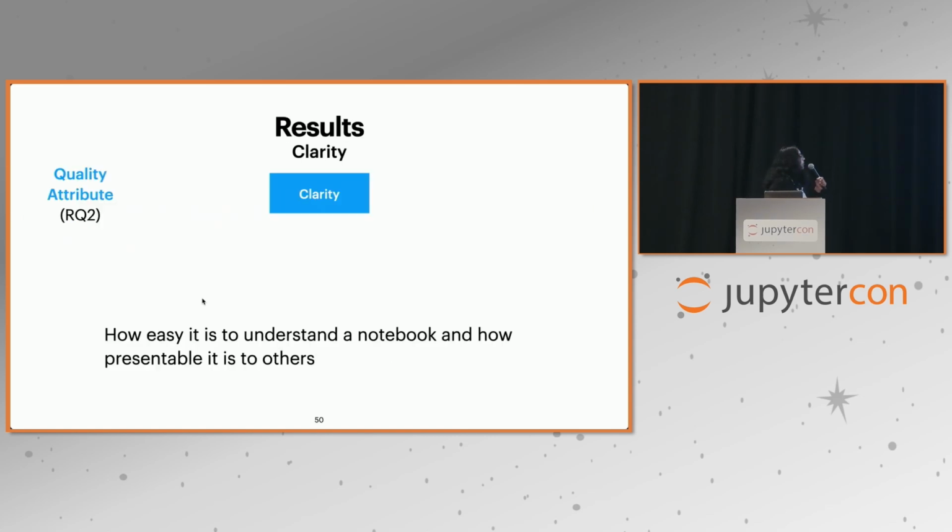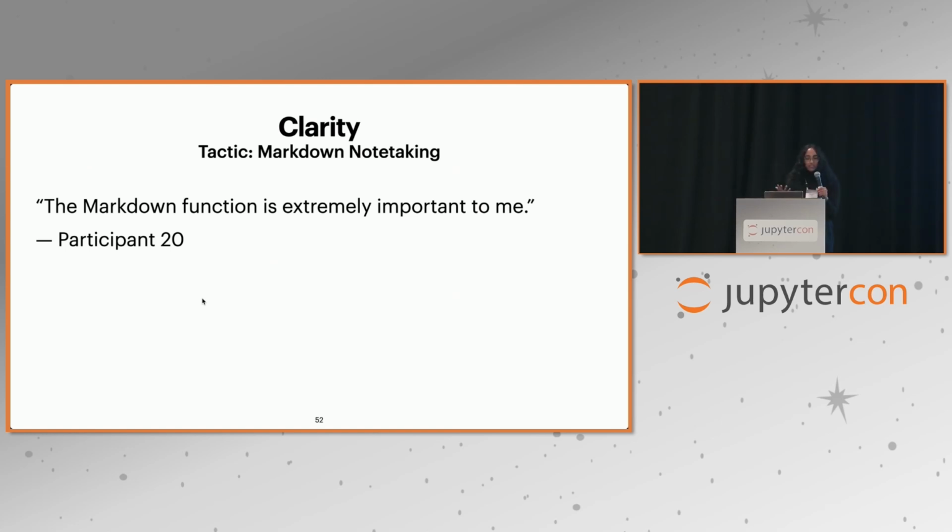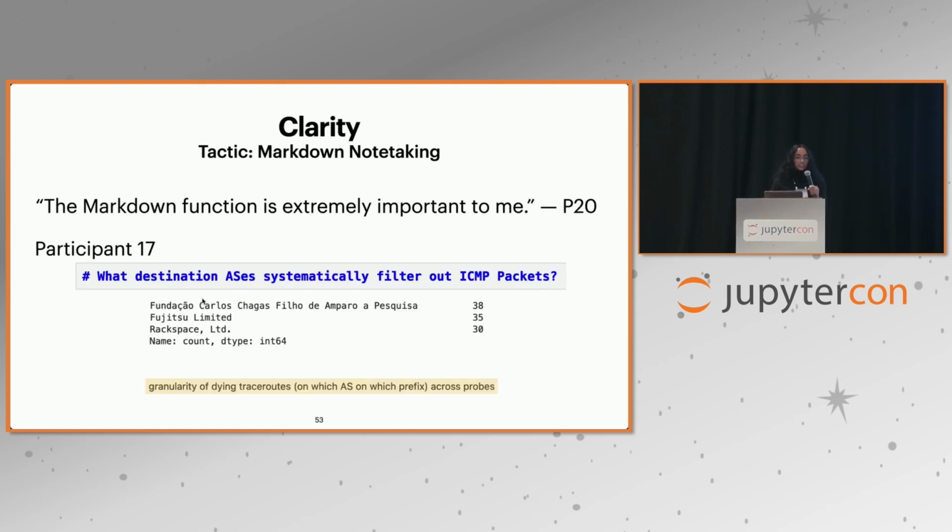The next quality attribute I want to highlight is clarity. This relates to how easy it is to understand a notebook and how presentable it is to others. Again, we found 2 tactics related to this: using markdown note-taking and avoiding debugging inside functions and loops. Markdown note cells are a key feature of Jupyter notebooks, and people use them in many ways. Participant 20 treated her notebooks explicitly like a wet lab notebook, as we saw before, and she would carefully take notes and annotate her results to refer back to even after she was done completing her work. Participant 17 used Markdown to organize his notebook into specific research questions.